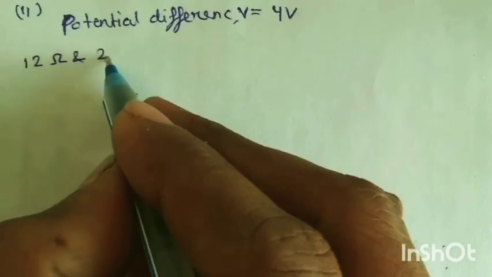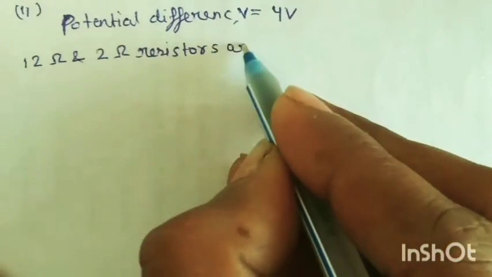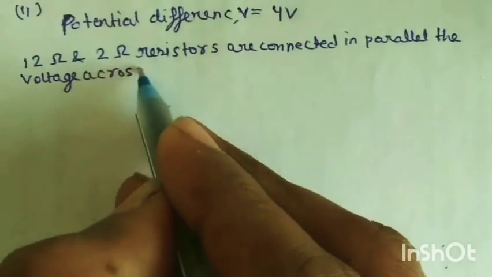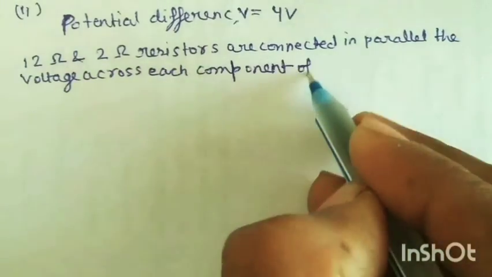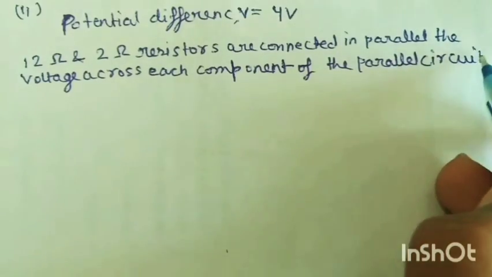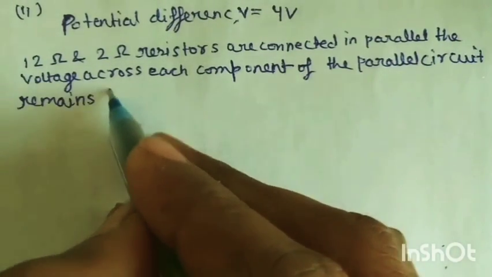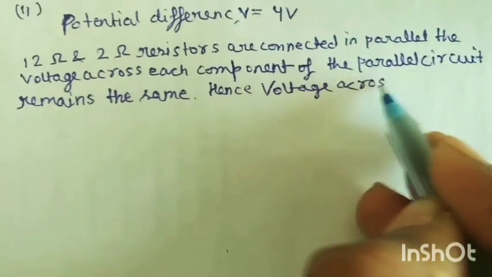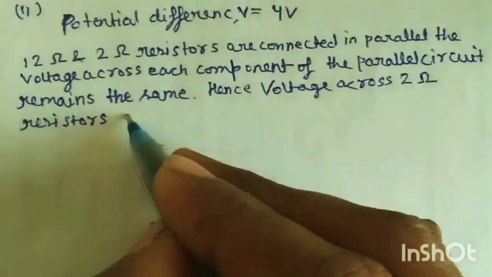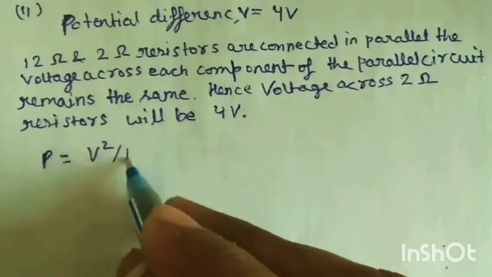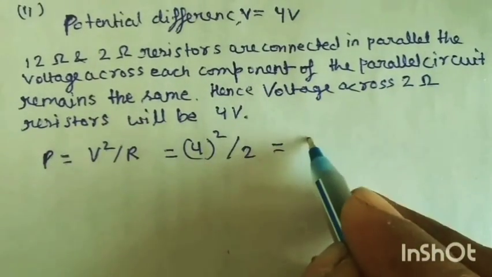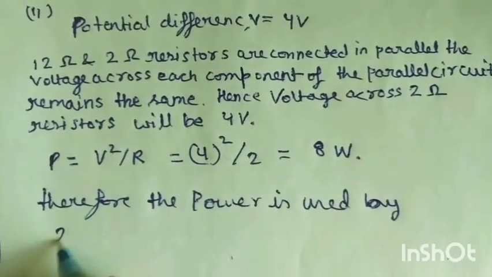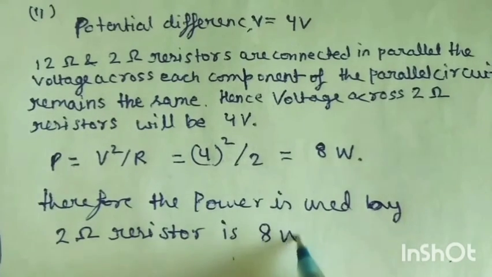12 ohm and 2 ohm resistors are connected in parallel. The voltage across each component of the parallel circuit remains the same. Hence, voltage across the 2 ohm resistor will be 4 volt. P is equal to V squared by R is equal to 4 whole squared divided by 2 is equal to 8 watt. Therefore, the power used by the 2 ohm resistor is 8 watt.